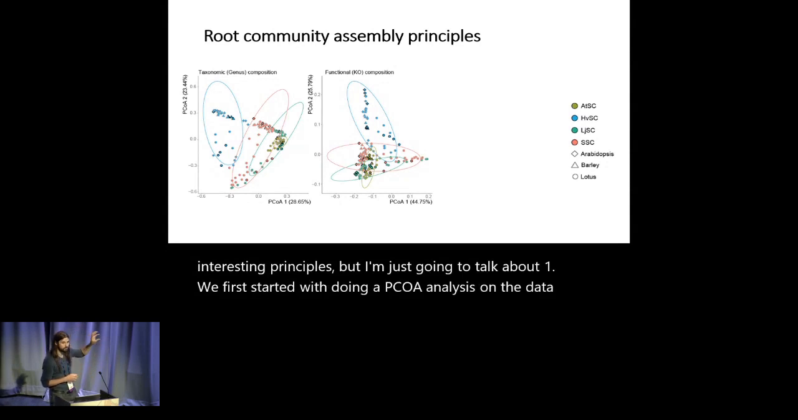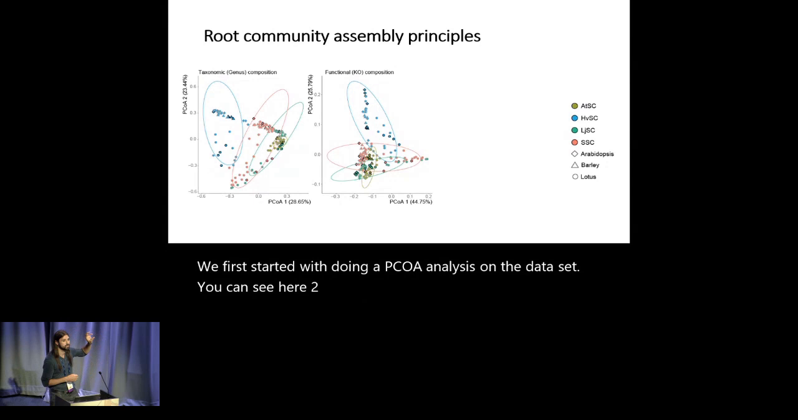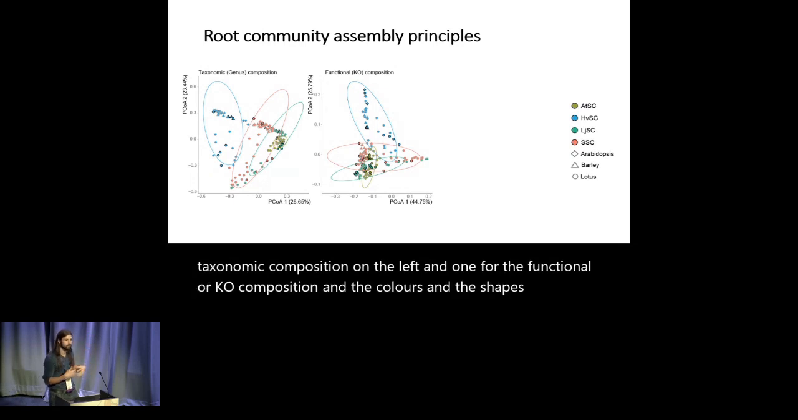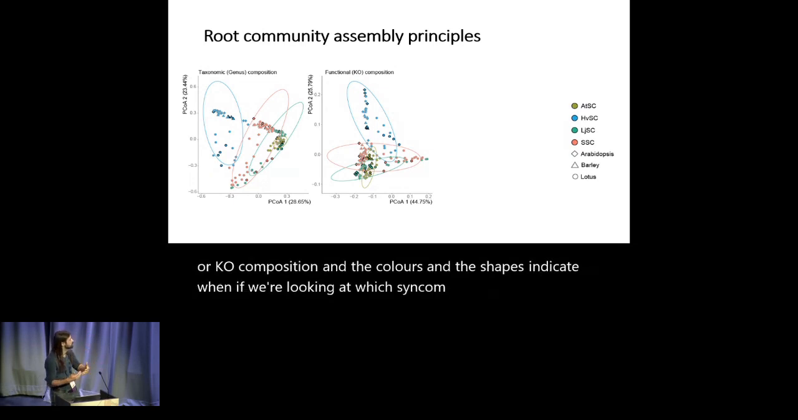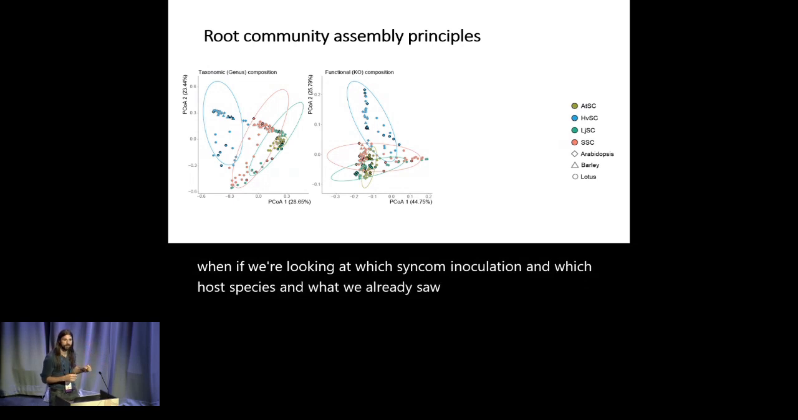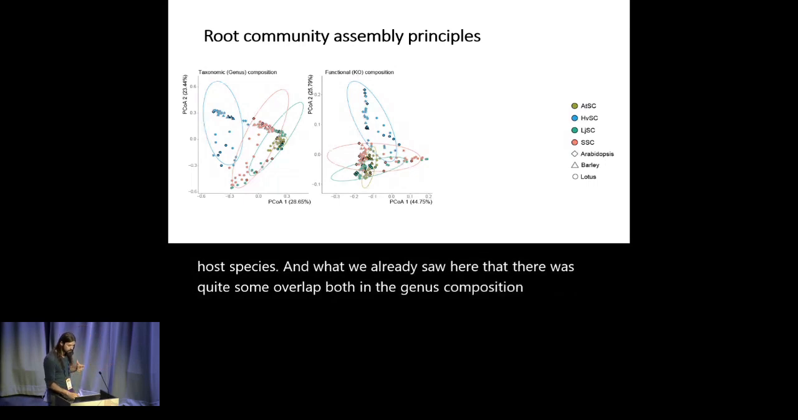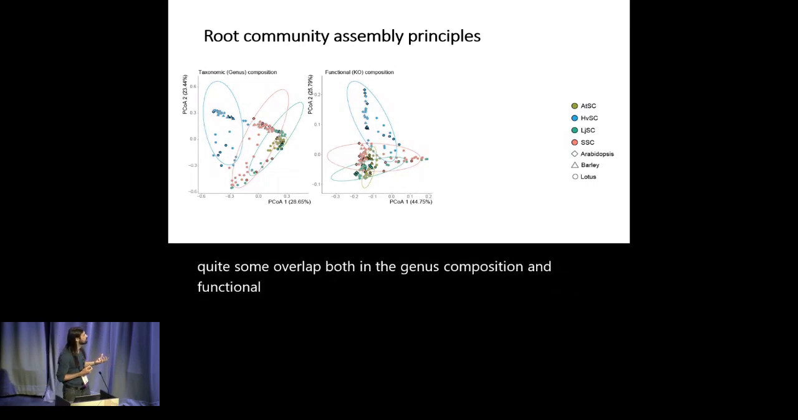You can see here two plots, one for the taxonomic composition on the left, and one for the functional or KO composition. The colors and the shapes indicate which SynCom inoculation and which host species we're looking at. What we already saw is that there was quite some overlap, both in the genus composition and functional composition. So we tried to quantify that using a PERMANOVA analysis.